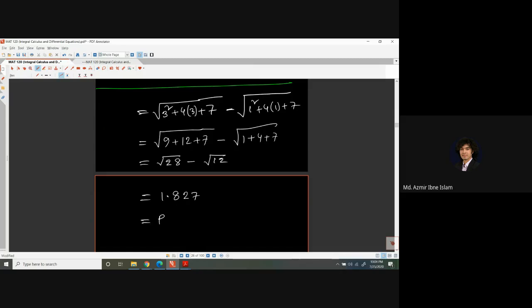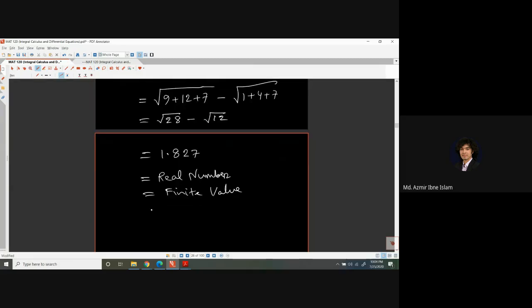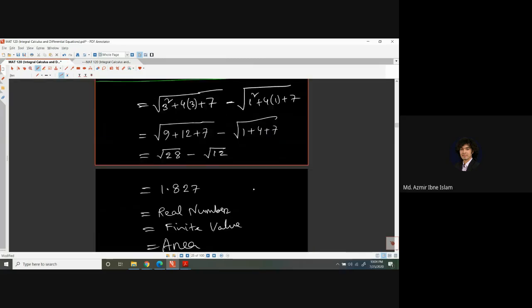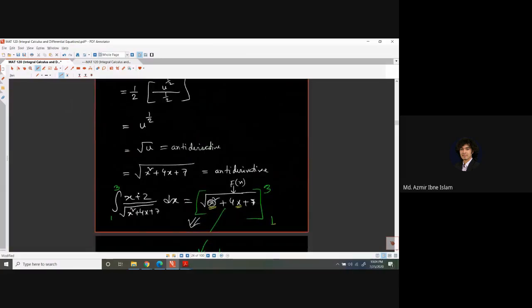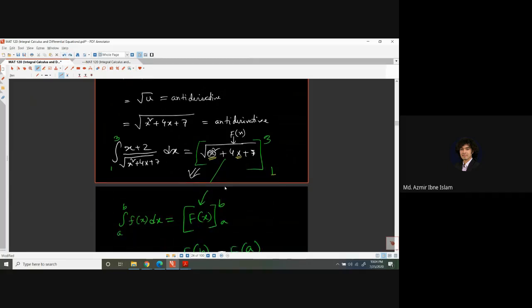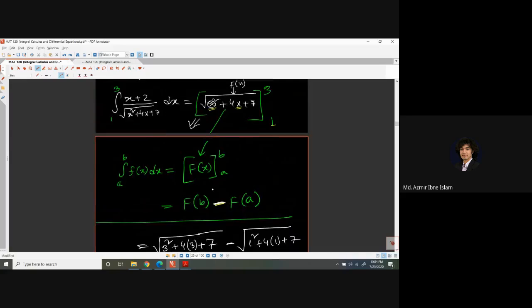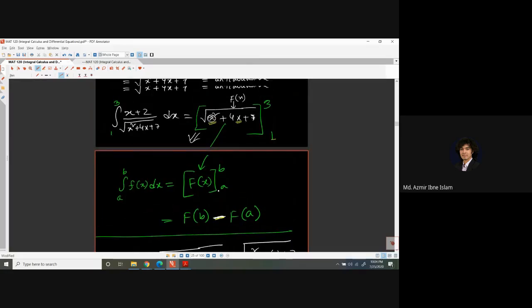That means finally we have a real number. Since we have the definite integral having lower limit and upper limit, finally we have found a real number, or finite value, that is defining the area under this function from x equal to 1 to x equal to 3. So this is how we can apply the u-substitution method for finding the antiderivative or area.